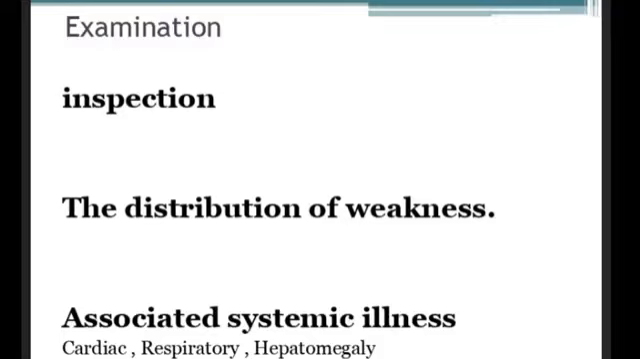The distribution of weakness: it is important to determine the distribution of muscle weakness, to know which muscles to test and how to grade their power. Involvement of cranial nerve muscles such as orbicularis oculi, orbicularis oris, extraocular muscles, tongue and palate should be detected. Associated systemic illness: involvement of organs or tissue other than muscle may also provide helpful clues in making the appropriate diagnosis.